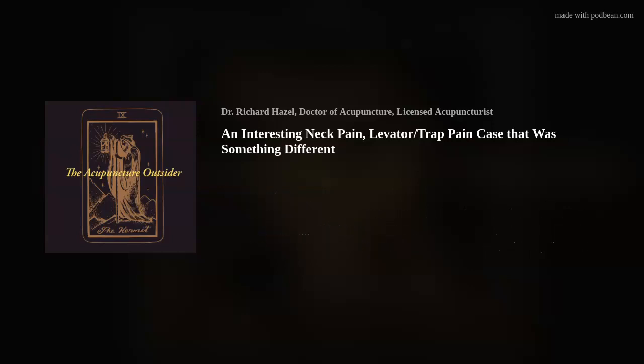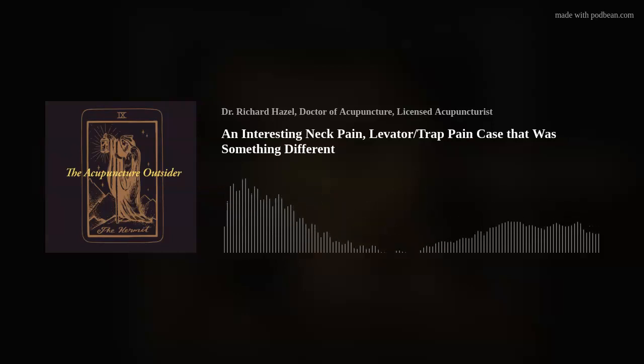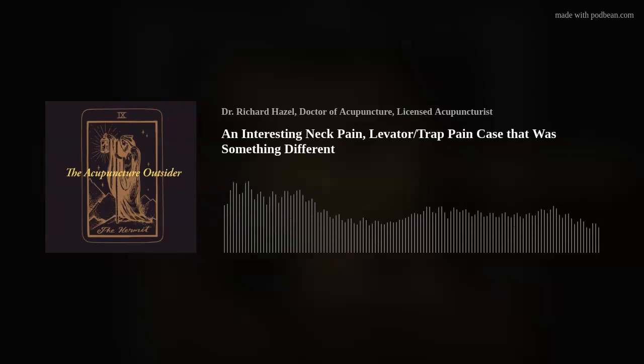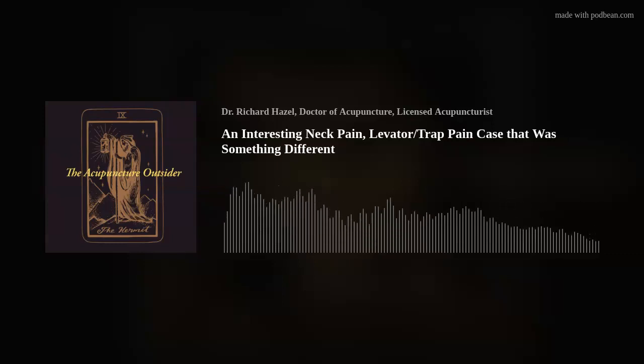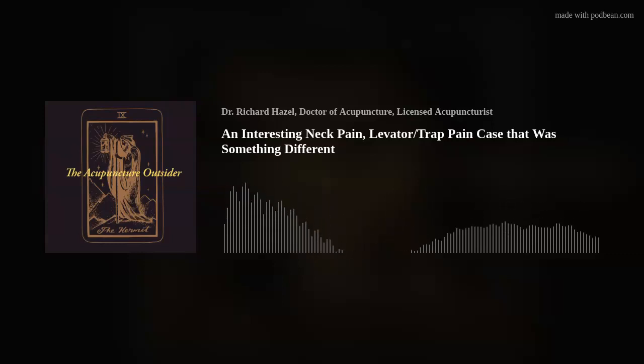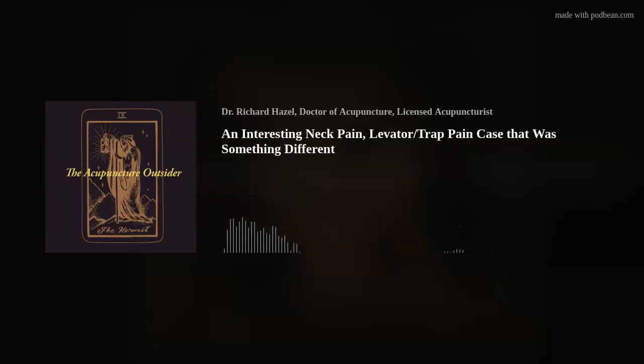And sure enough, we could find the scalenes that were hypersensitive. And it was a little tricky because I did medial scalene and she felt some relief. But she still raised her arm and felt it go up to the same spot where you normally would feel a levator scapulae issue, right in front of the mastoid.